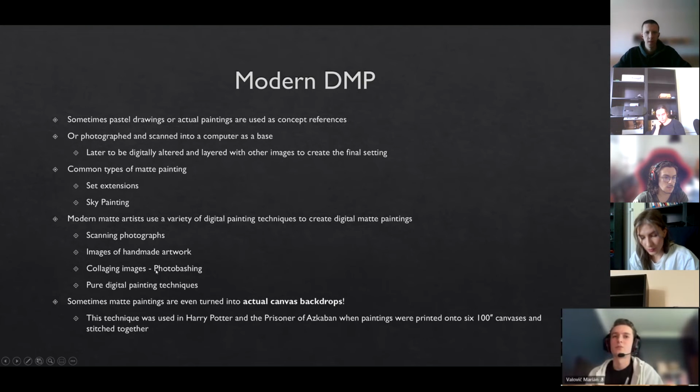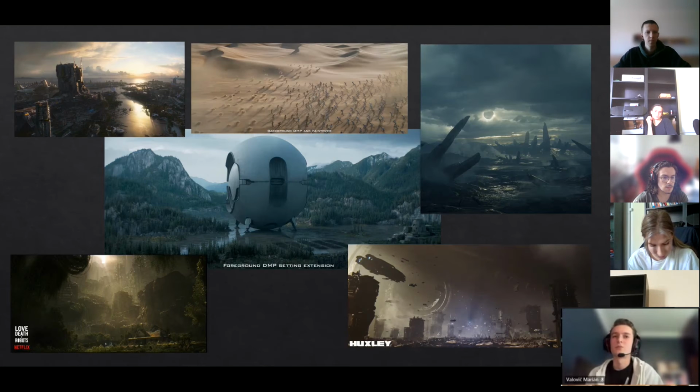Or they can, of course, use pure digital painting, but it's really time consuming. Also, sometimes those matte paintings are turned into actual canvas and are used in films as backgrounds or backdrops. This was used in Harry Potter films, where they printed large 100 inches canvases and stitched them together and created the background. So there is a lot of variety of what you can do with matte paintings.